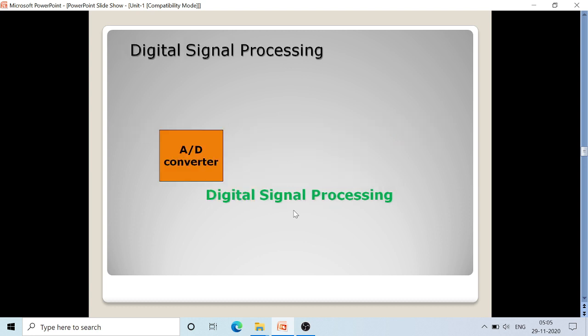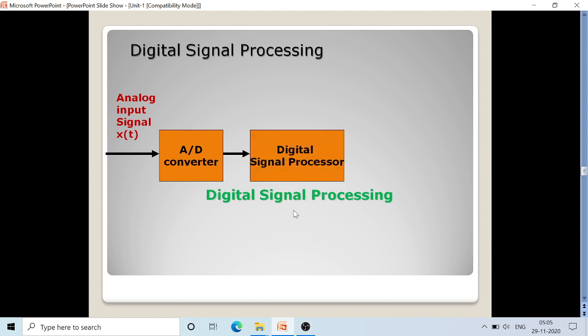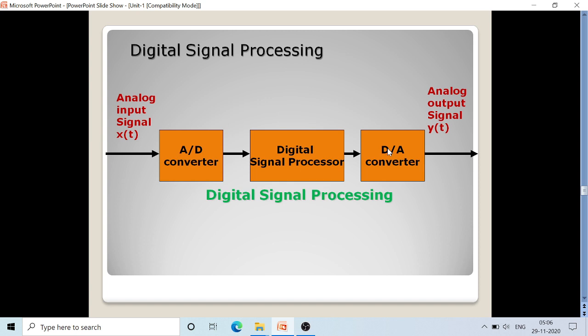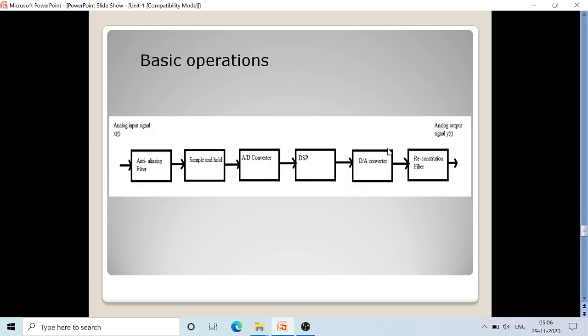Now coming to digital signal processing. Here we have a unit called the analog to digital converter. We pass the analog input signal x of t to this A to D converter, which generates the digital signal. This digital signal is passed to the digital signal processor, and the processed signal is passed through the D to A converter, which gives us the analog output signal y of t.